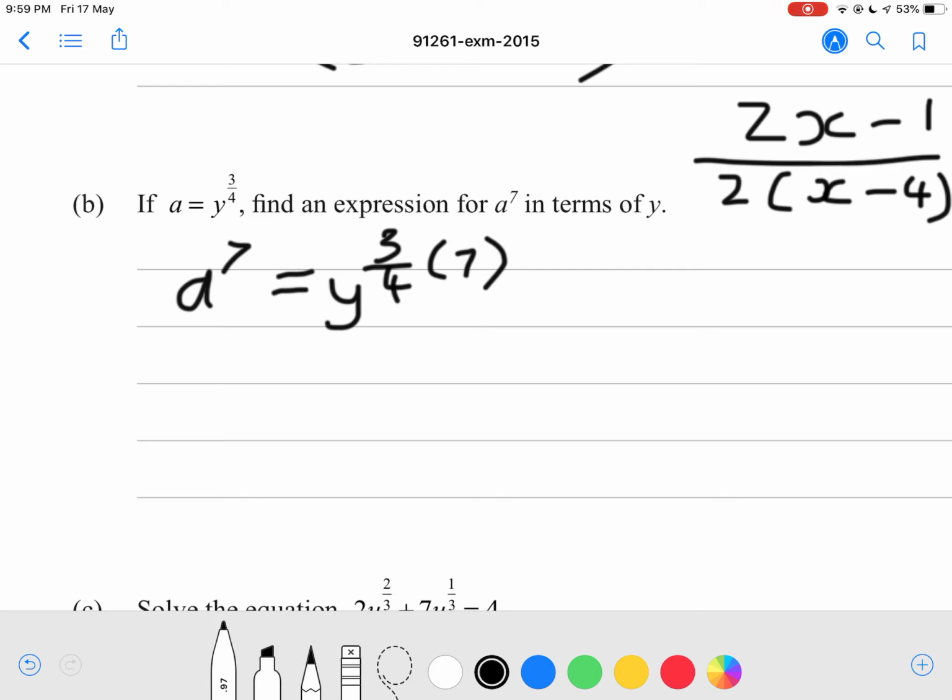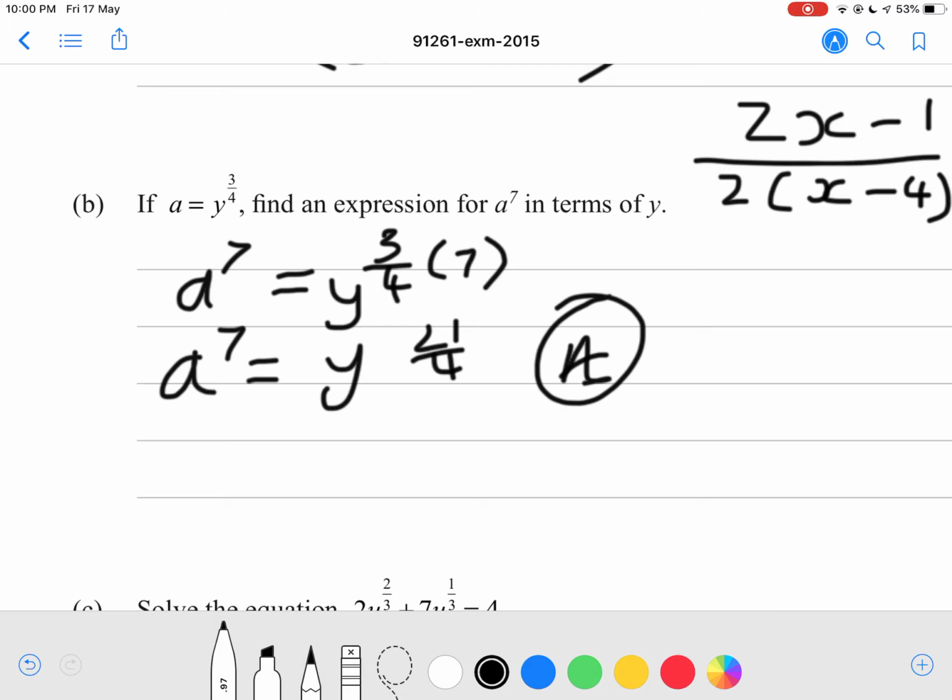So basically, when you do something to the power of something, you don't multiply the powers, you just add, okay? So basically, you can just say a to the power of 7 equals y to the power of 3 over 4 added 7 times, okay? So 3 over 4 plus 3 over 4 plus 3 over 4, 7 times, okay? So there's a 7 at the top, so 21 over 4 should be your final answer. Yeah, that's your final answer. That gets you an achieved grade here.